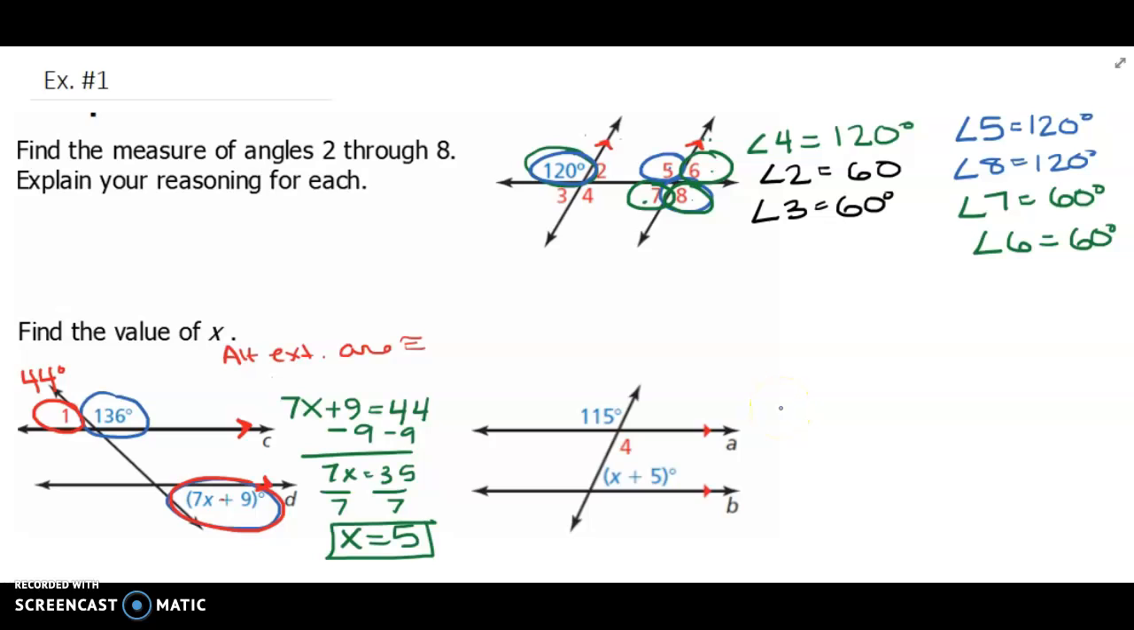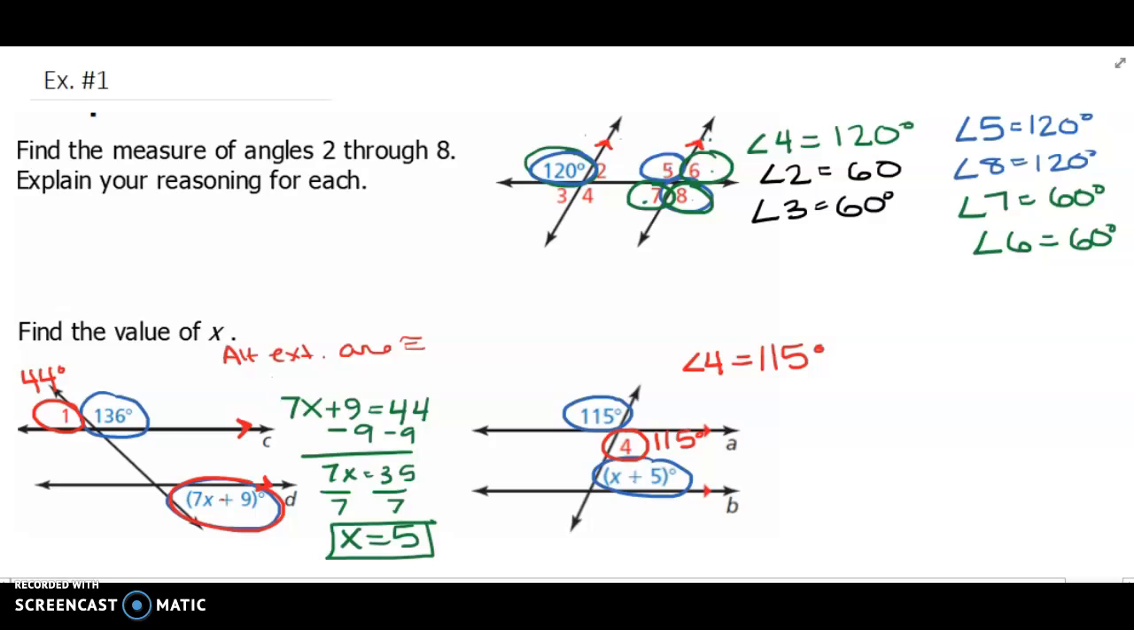All right, let's do this next one. We have 115 here and x plus 5 here. So these two circled in blue, they're not like an angle pair combination that we learned, so we can't really do much with them. But angle 4 is vertical to 115, so angle 4 has to equal 115 as well. Remember, vertical angles are congruent, so this is 115 degrees.